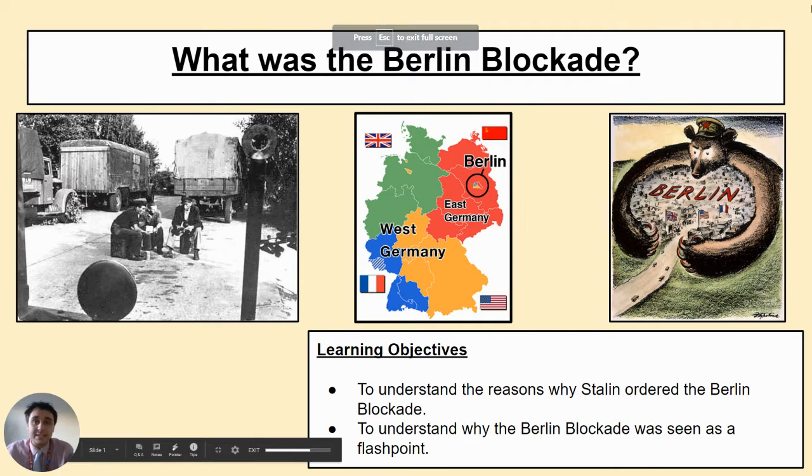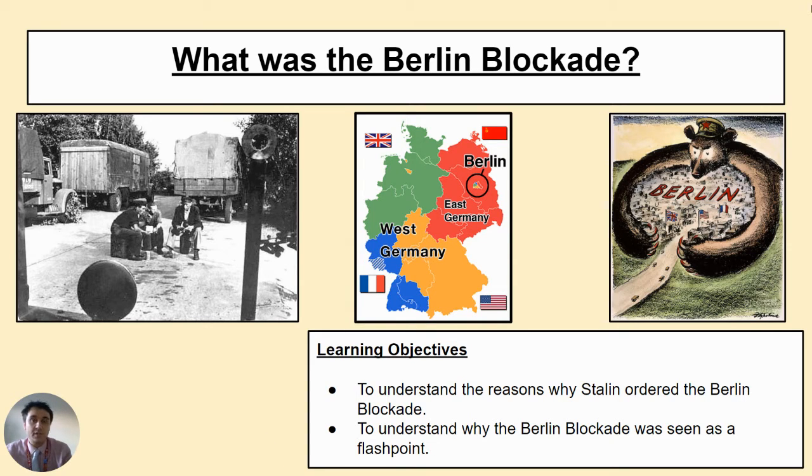Hello. In today's lesson, we are looking at what was the Berlin Blockade. We've got two learning objectives: to understand the reasons why Stalin ordered the Berlin Blockade, and to understand why the Berlin Blockade was seen as a flashpoint in the Cold War.